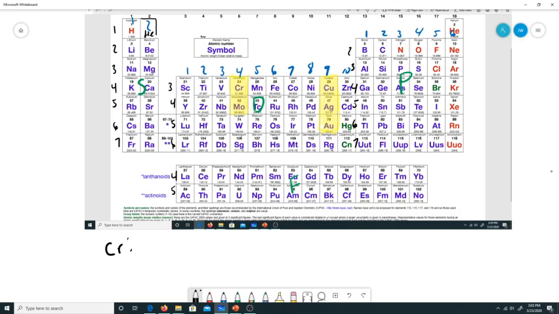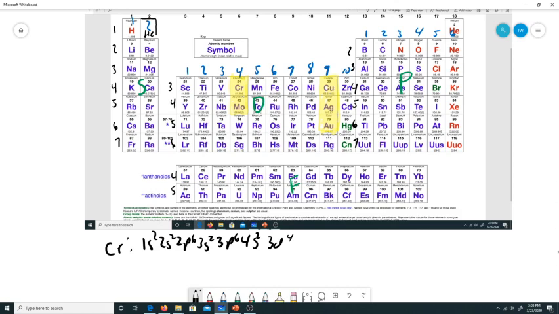Alright, so if you were to write the complete electron configuration for chromium, what would you expect? You expect it to be 1s2, 2s2, 2p6, 3s2, 3p6, 4s2, followed by 3d4. And it turns out this is what the pattern would predict. It predicts it to be 3d4. It turns out that is wrong. It turns out that's actually not the case at all.